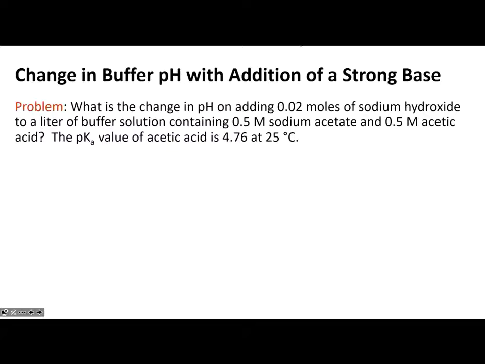The question says, what is the change in pH on adding 0.02 moles of sodium hydroxide to a liter of the buffer solution containing sodium acetate, 0.5 molar, and 0.5 molar acetic acid? So again, which is our salt? This is going to be our salt. Here's our acid. What are the relative concentrations? We have a starting concentration where the two are the same, but what we're adding is this concentration of a strong base.